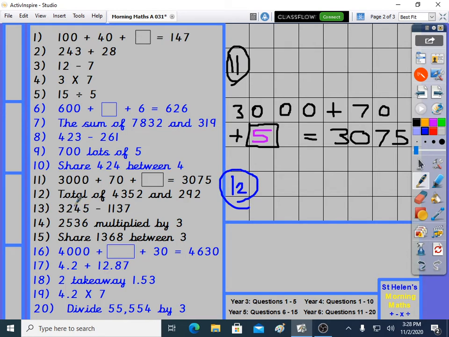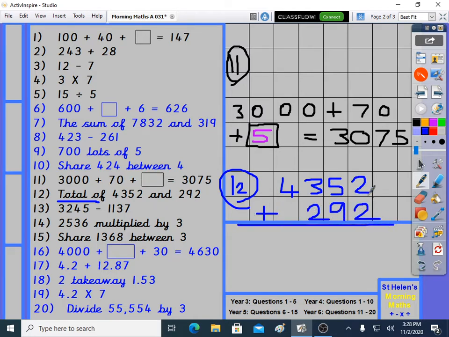Total means plus. 4,352 and 292. Total of those. 2 plus 2 is 4. 5 plus 9 is 14. 3 plus 2 plus 1 is 6. And 4 at the front. 4,644. Just checking over that.